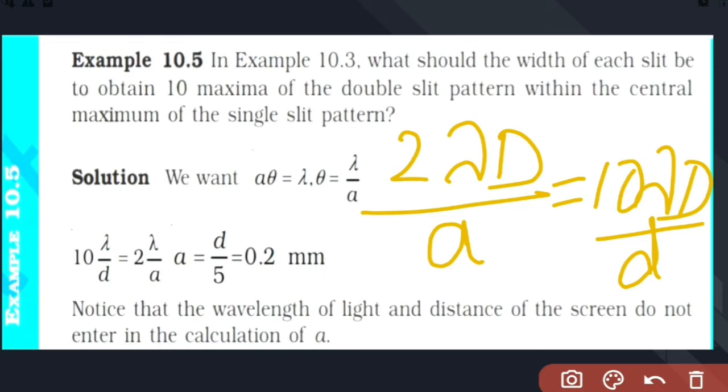So capital D and lambda will get cancelled in the equation, and you can rearrange it to get a equal to 2d by 10. So we have a equal to d by 5, that is 0.2 millimeter. So that is the answer. This concept is very important, because we are getting the interference pattern within the central maximum of the single slit pattern.